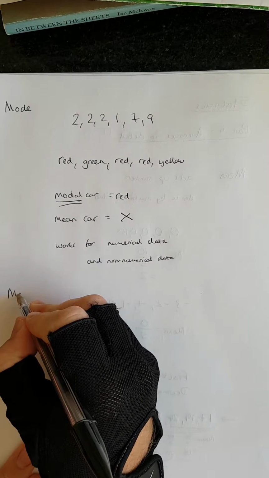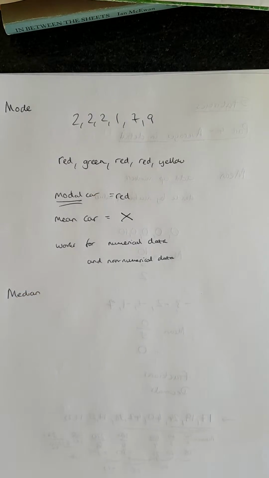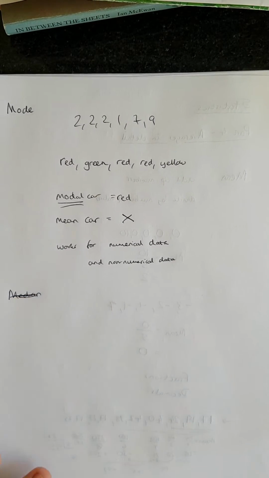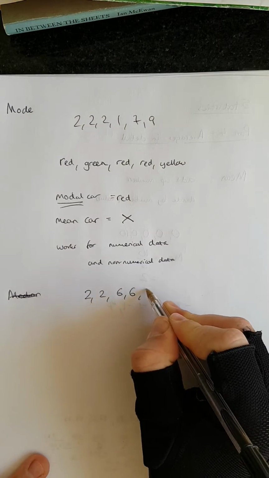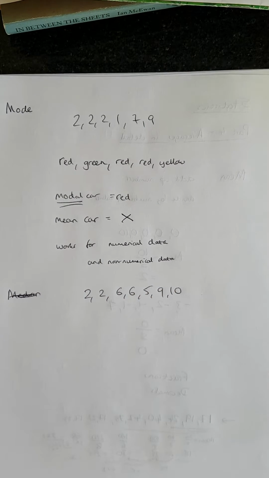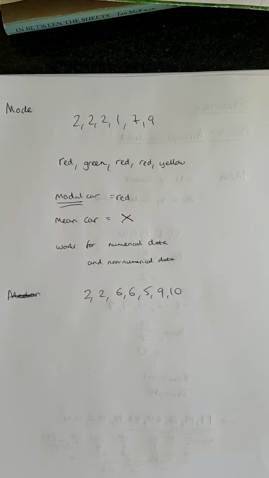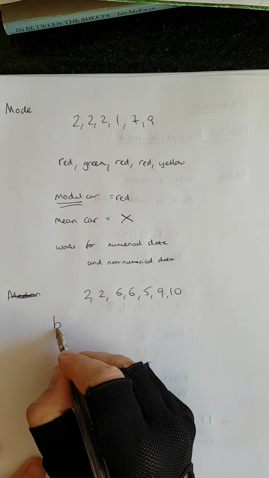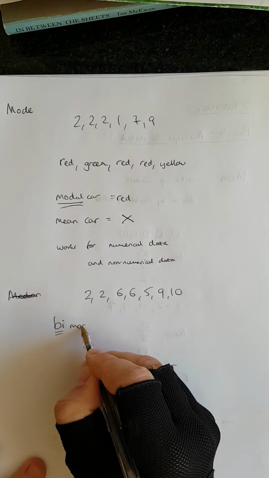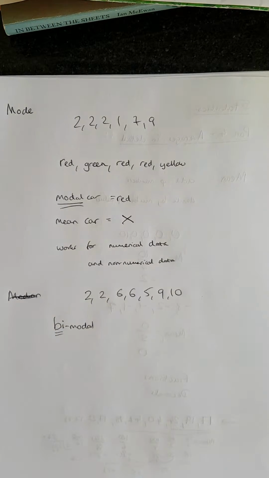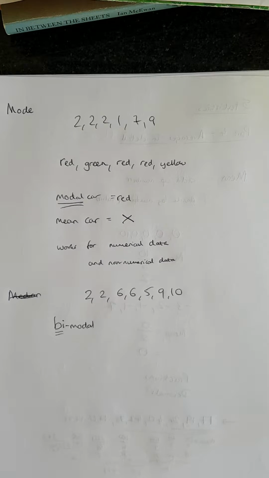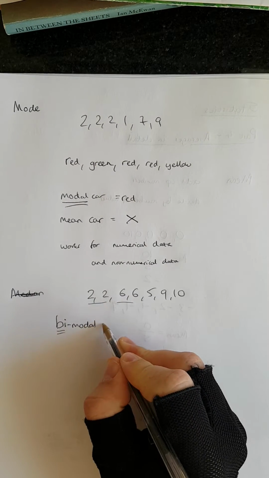So, let's track on to the median now. Oh no, tell a lie. Here's another set of data I need to teach you about. What's the mode here? Well, this data is what we call bimodal. That means it's got two different values which are its mode.